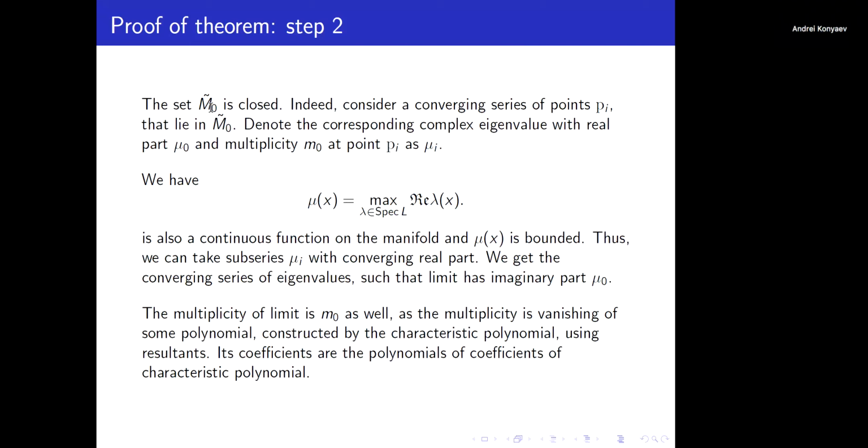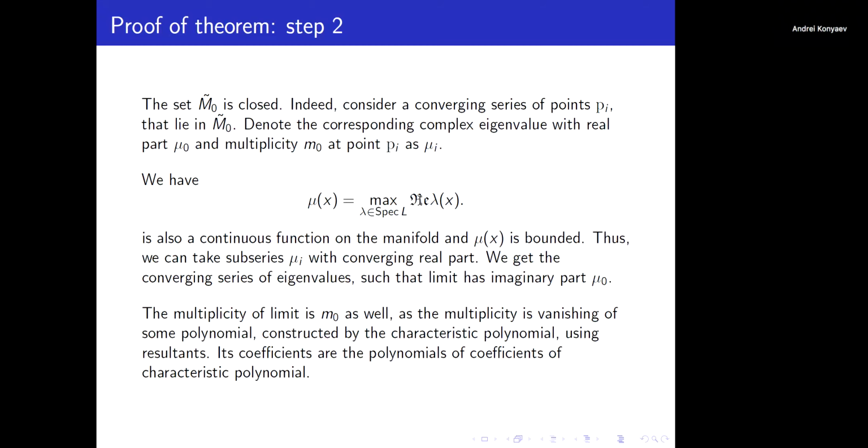So what we do, we take a subseries with converging real parts. It is possible because the entire series is bounded, because this function is continuous. The real parts are bounded from above and from below, right? And this means that we can pick a converging series which converges to the same point, right? And those real parts do converge. So after that, we have a converging series of eigenvalues whose imaginary part is the same.